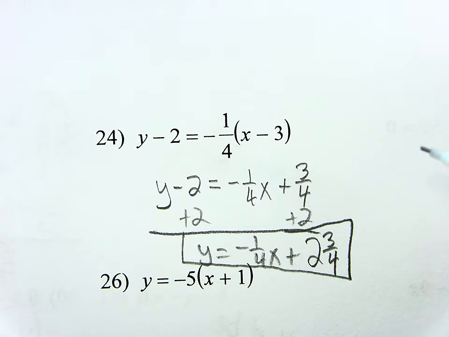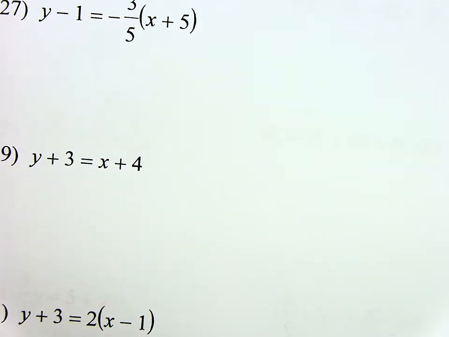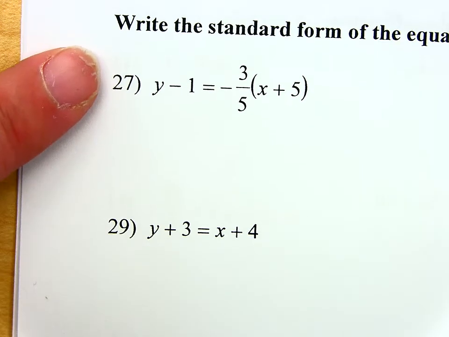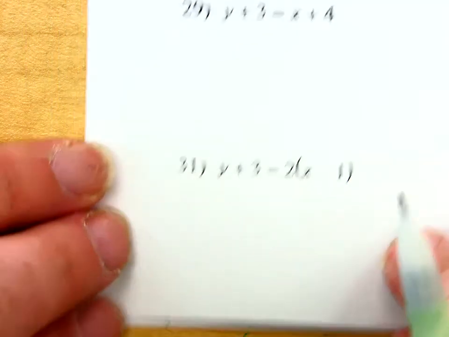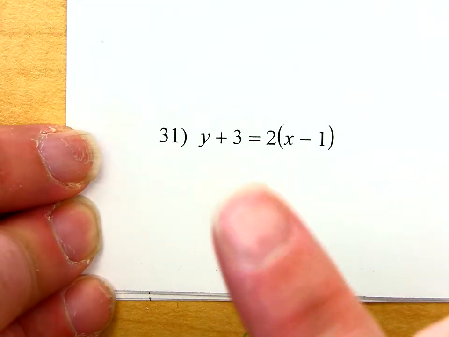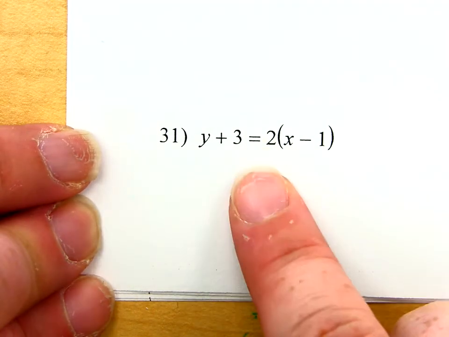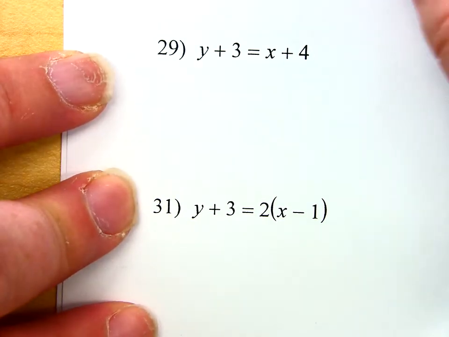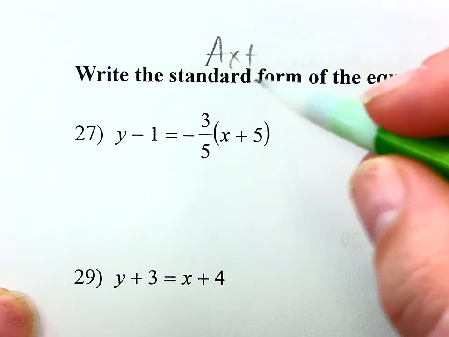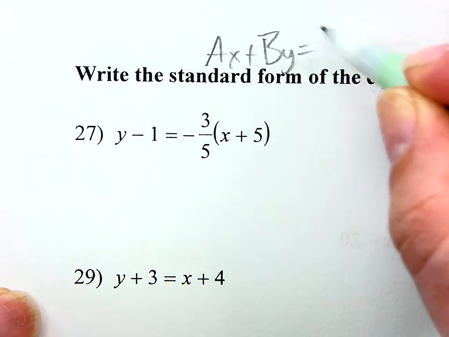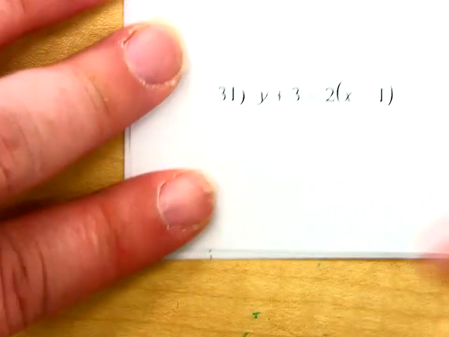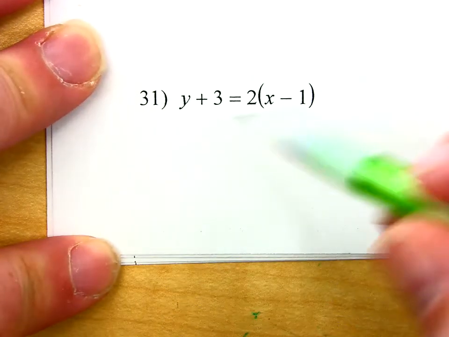So far, so good? So then the last one I want to talk about, if you're trying to go from point-slope to standard. So let's do number 31 first, and then we'll do one with a fraction. So if I wanted to make this look like standard form, remember, standard form is ax plus by equals c. I want x and y together on the left-hand side, and then just a number on the right-hand side. So what would you do first to turn this into standard?